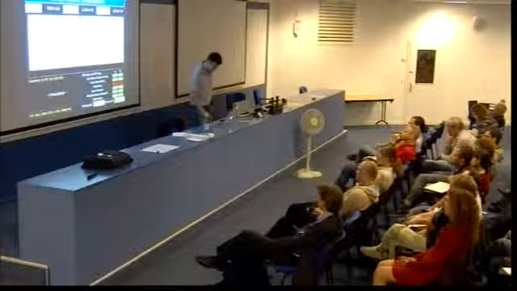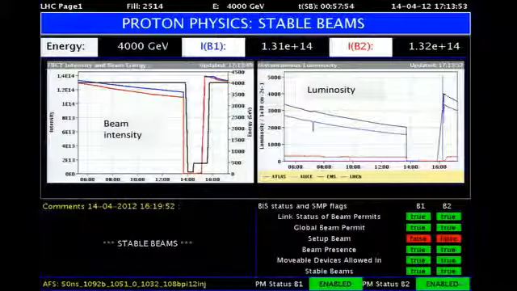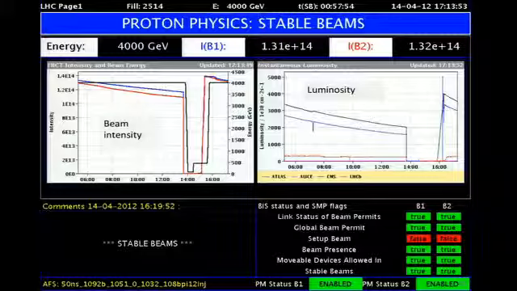And then finally, we get into stable beams, where we sit for as long as we can and watch the beam intensity drift down slowly, luminosity losses to the collimators, and the luminosity going down as well. That is due to the individual beam losses and some emittance blow up, but a healthy performance there.